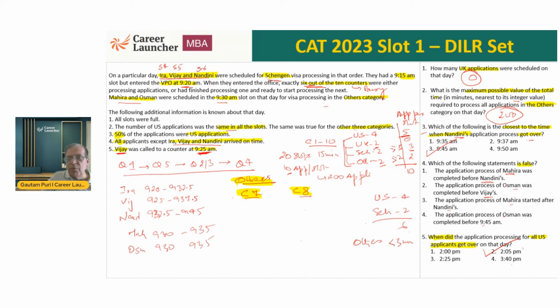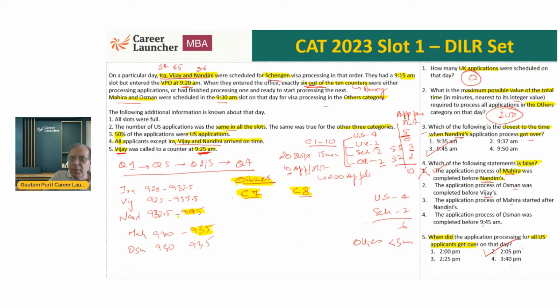Now let's look at question number 4. Which of the statements is false? We are looking for the statement which is false. The application process of Mahira was completed before Nandini's. Mahira's application process completes at 9:35. Nandini's application process completes at 9:45. Yes, this statement is correct. So this cannot be the answer.